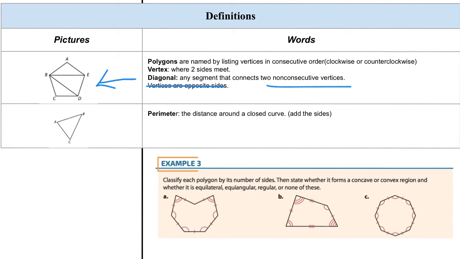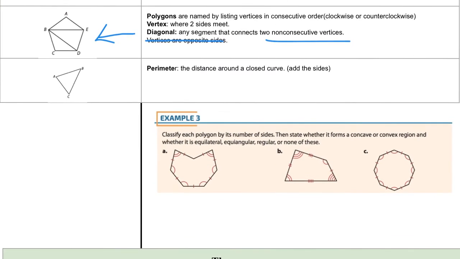So example number 3. Classify each polygon by the number of sides, then state whether it forms a concave or convex region, and whether it is equilateral, equiangular, or none of these. So first of all, let's look at how many sides. Let's count 1, 2, 3, 4, 5, 6, 7 sides. So if it's 7 sides, it's a heptagon. Okay, so it's a heptagon.